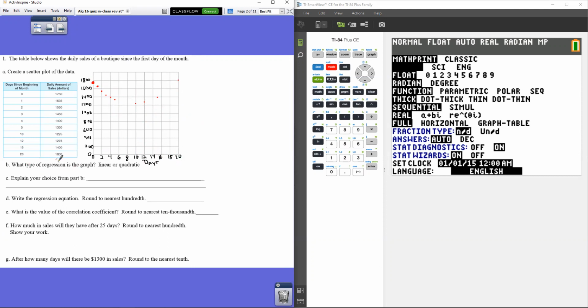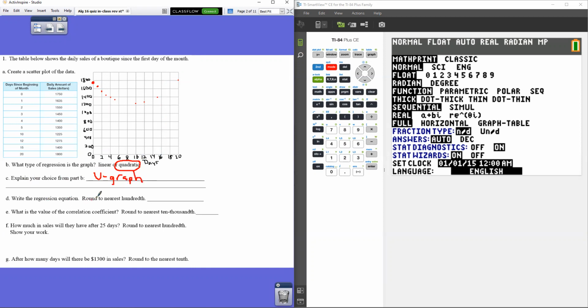All right. So what type of regression is this? It is clearly quadratic. You can tell that just by looking at the picture. It does not form a straight line. It is U-shaped. So again, explain your choice. It's because it is clearly a U-shaped graph.